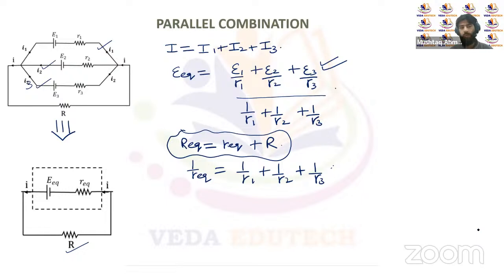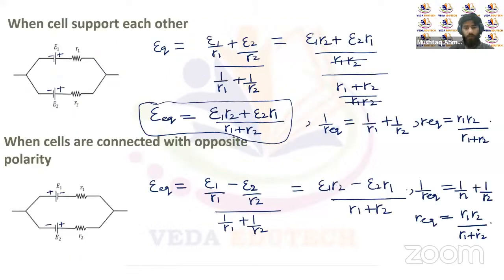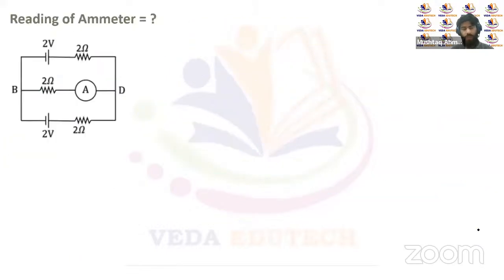In the previous slide, we discussed the equivalent EMF of three batteries having the same polarity. So let's discuss this question here. The question says that we have to calculate the reading of the ammeter.